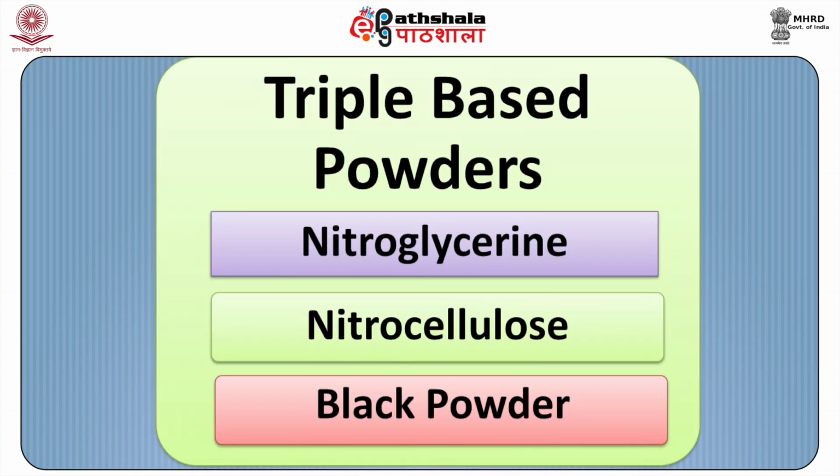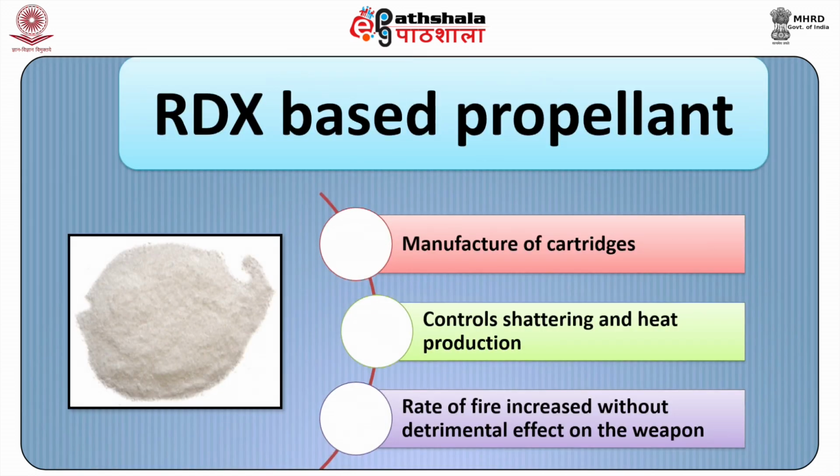Next one is triple base powder. The triple base powder contains nitroglycerine, nitrocellulose, and black powders. The percentages of the various constituents vary but do not offer any special advantage. Hence, they are rarely used.